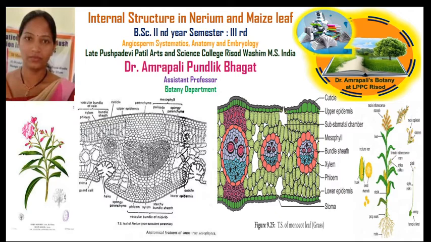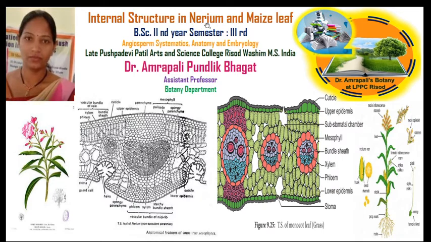Today we are going to learn about internal structure in nerium and maize leaf. This one is the flowering twig of Nerium oleander, and this one is the maize plant. This is the transverse section of nerium leaf, and this one is the transverse section of maize leaf.